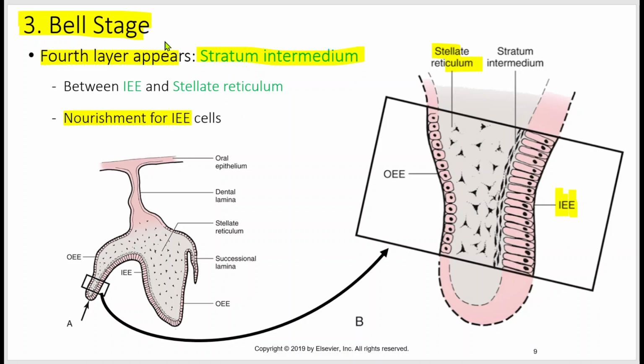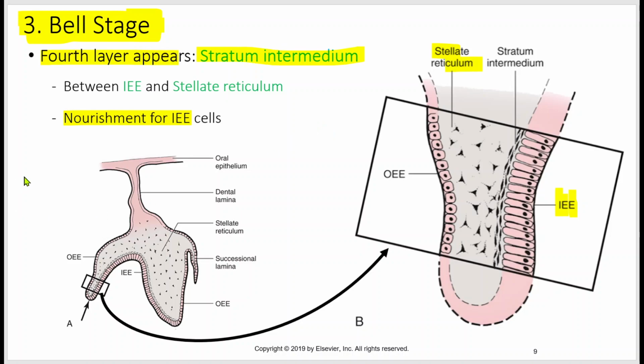Okay, so that is the main thing that we can differentiate in the bell stage. We will say that we got to the bell stage because a new layer appears. So if I ask you, if a fourth layer appears, we're in what stage? In bell stage, what will happen? That's the main thing that will happen.